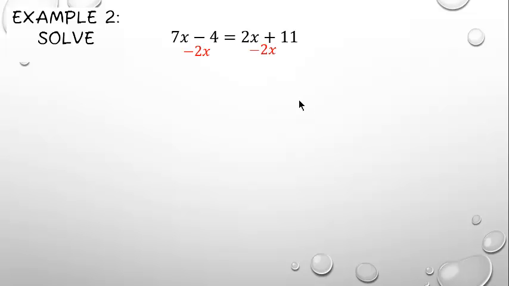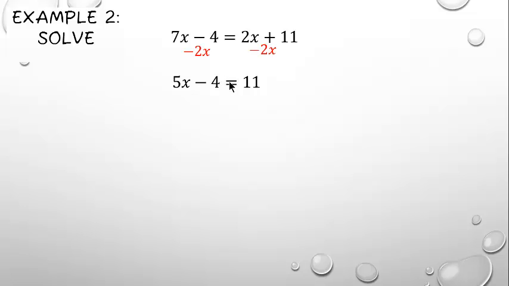So 2x from the left hand side, 2x from the right hand side. So 7x minus 2x is 5x. So I have 5x minus 4. On the right hand side, the 2x's cancel. And I end up with 11. So I'm down to a two-step equation, 5x minus 4 equals 11.